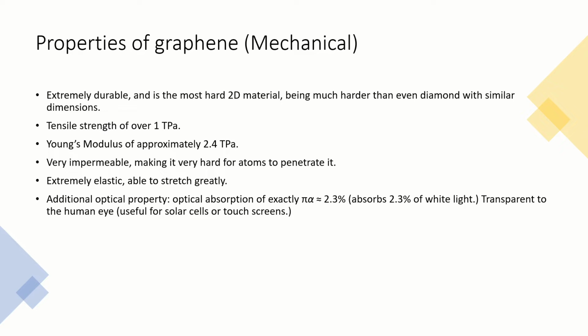It's impermeable, meaning it's hard or pretty much impossible for atoms to penetrate or diffuse through it, even small gases like helium. Despite it being very strong, it is still very elastic and can stretch greatly. And this isn't necessarily a mechanical property. I just threw this in here because I didn't want to have a dedicated slide, but it can absorb about 2.3% of white light and is transparent to our eyes and to light, which makes it good for touchscreens and solar cells.